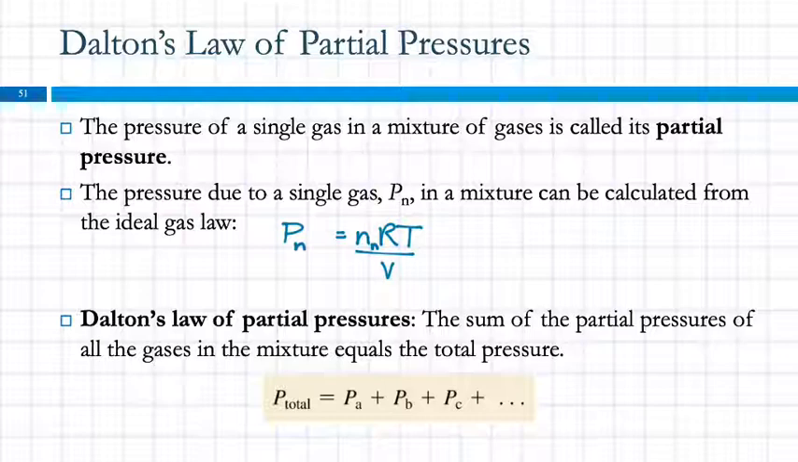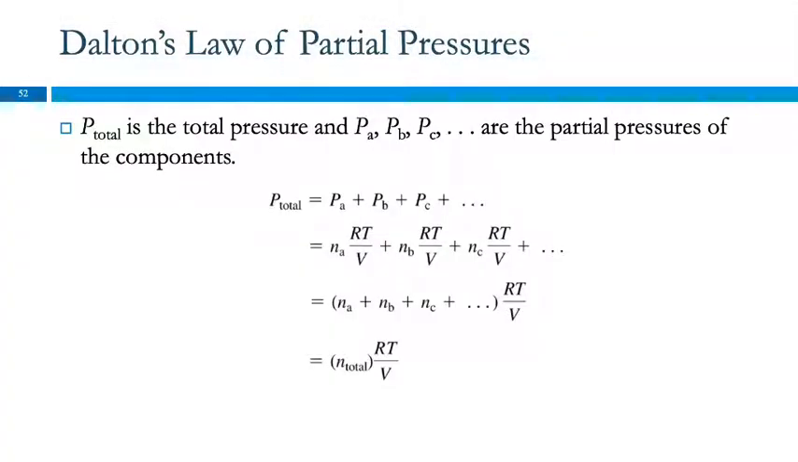So Dalton's law of partial pressures says the sum of the partial pressures of the gases in the mixture equals the total pressure. So the total pressure of this mixture is the partial pressure of gas A plus the partial pressure of gas B, etc. You add them up. This is like thinking about a box of fruit, and the mass of the box is equal to the mass of the apples plus the mass of the bananas plus the mass of the oranges, right? So P total is the total pressure. This is Dalton's law.